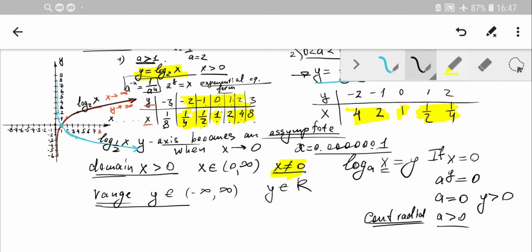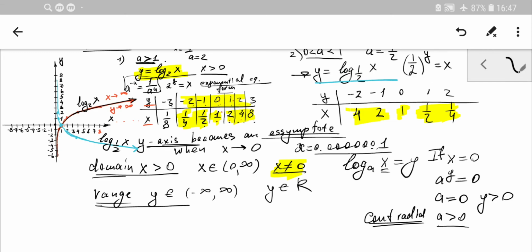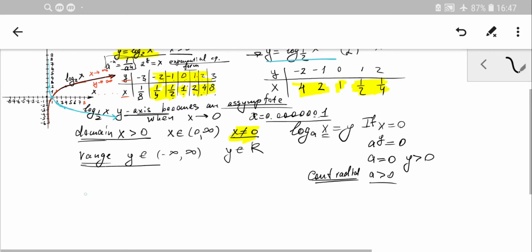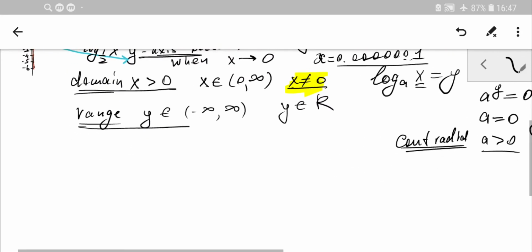So range still stays the same. And the y-axis also becomes an asymptote. However, the graph just becomes falling. So one more time to recap, if you see the graph, like a quick summary.